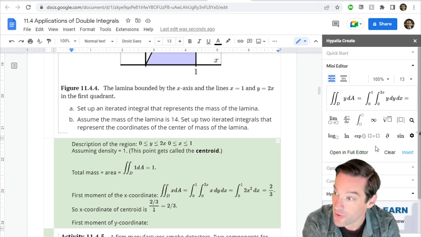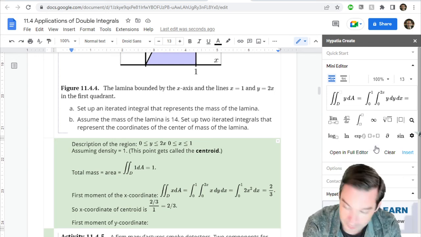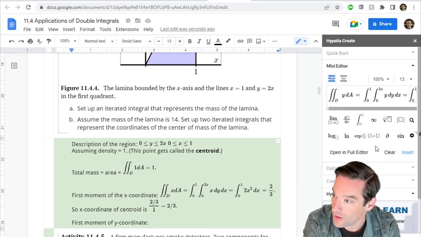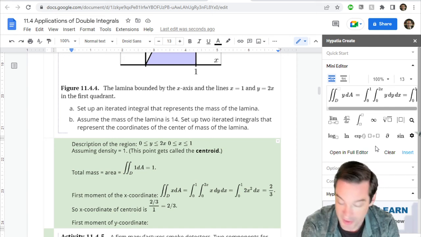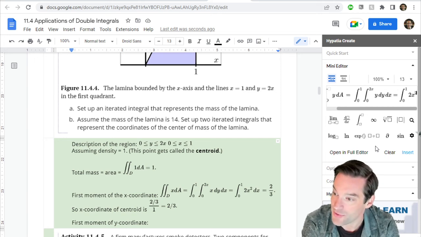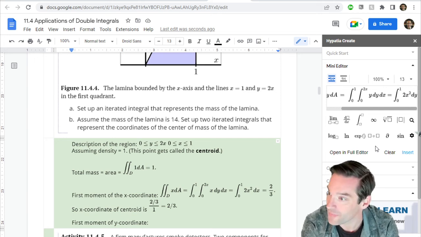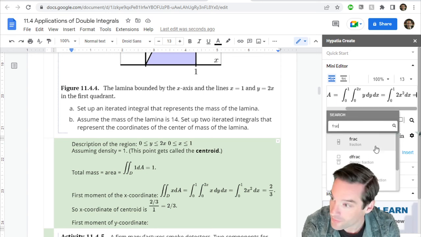And so on my first integration step, the antiderivative of y with respect to y is half y squared. So now I'm evaluating half y squared from 0 to 2x. And so I'm getting half of 2x squared, which is going to give me 2x squared. Oh, interesting. That ends up with the same integrand that we had from before. And then I'm integrating that with respect to y. Wait a minute. No, this is with respect to x, sorry. And it's the same integral that we did before. It ends up being 2/3.